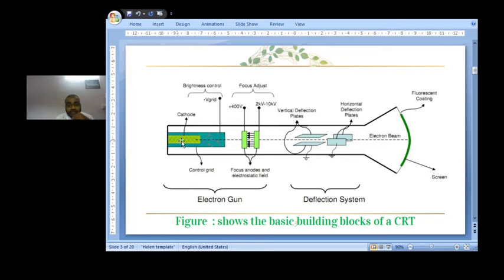So this is basically the cathode. It can deliver the free electrons to this system, and this is the grid. This grid basically controls the brightness of the output. So these are basically control grids. This is focus adjust. ये क्यों है?